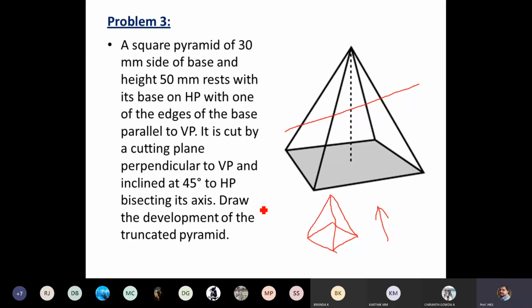Now you have to pass a cutting plane which is perpendicular to VP and making an inclination of 45 degrees with HP. This angle must be 45. It has to pass through the center. Center means this height should be 25. This must be 25.